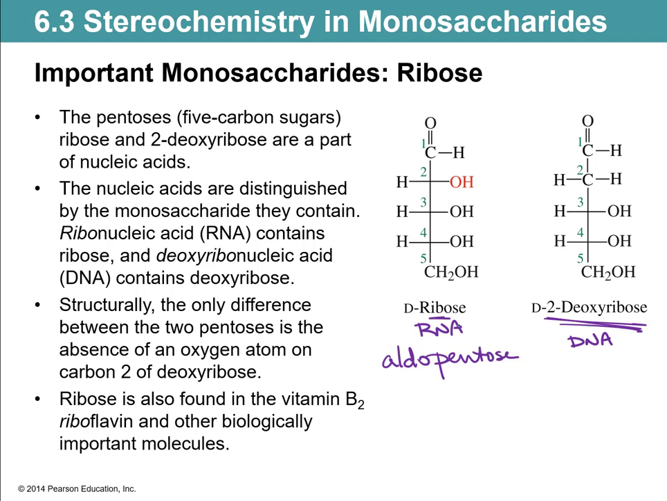If you ever take a multivitamin and you see riboflavin written, ribo has ribose in it, okay? So riboflavin is actually B2. It's one of your B vitamins. So there is a component in a vitamin that is made with this sugar.